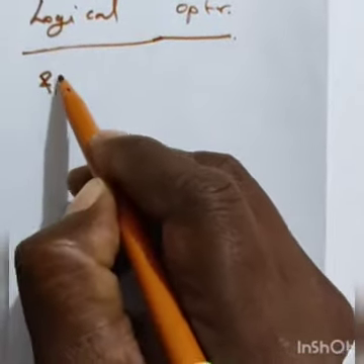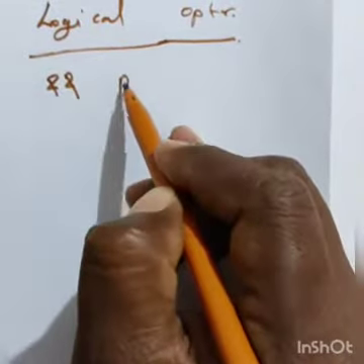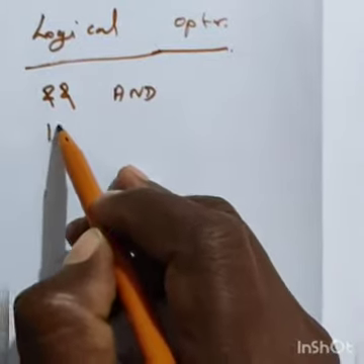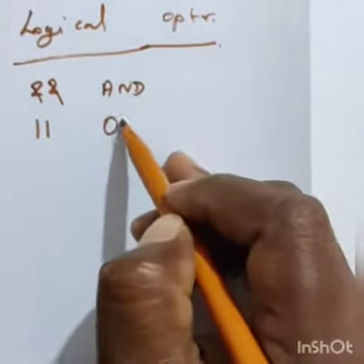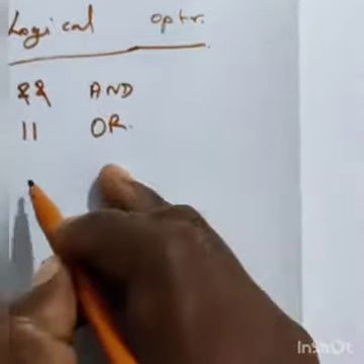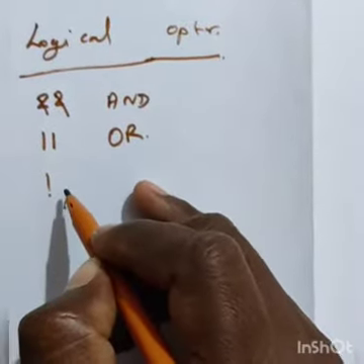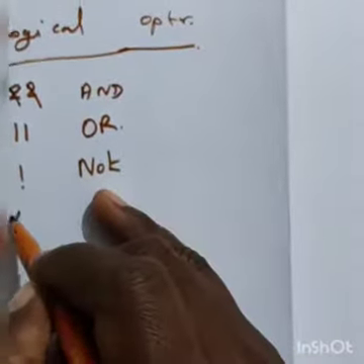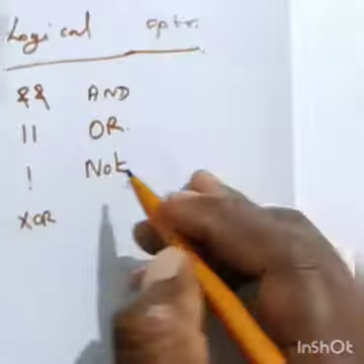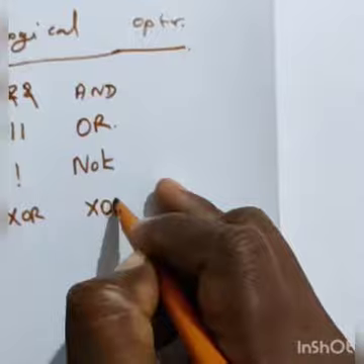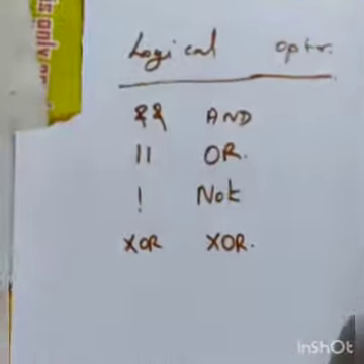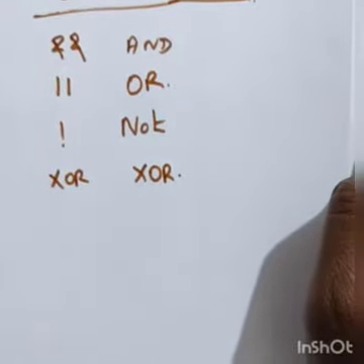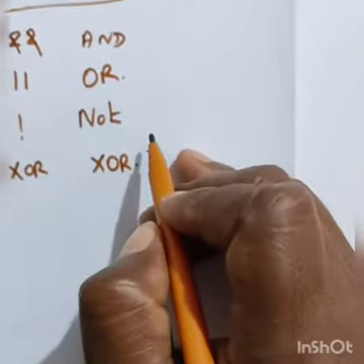So there are 4 operators. That operator is the and symbol, and. This operator name is and. Or means this like or operators. This is an exclamation symbol. This is the not operator. This is the XOR operator. XOR operator, this like only you can use. So this is the XOR operator. So each and everything is there.